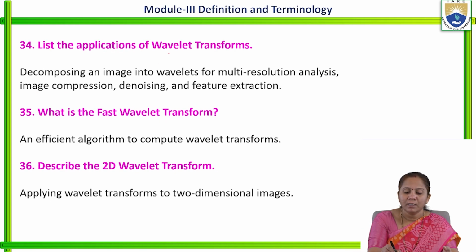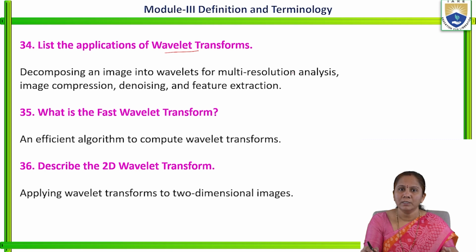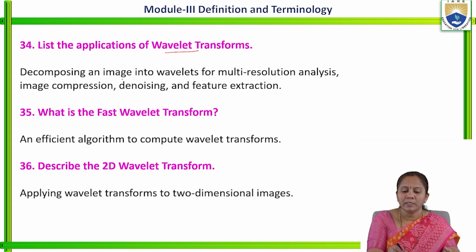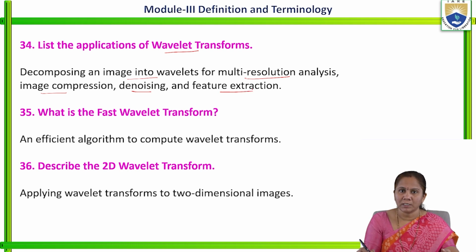And next one is list the applications of wavelet transforms. So in what type of applications can wavelet transforms be used? Decomposing an image into wavelets for multi-resolution analysis. And another application is image compression, and it can be used for denoising, and also for feature extraction. So to perform all these applications, wavelet transforms can be used.